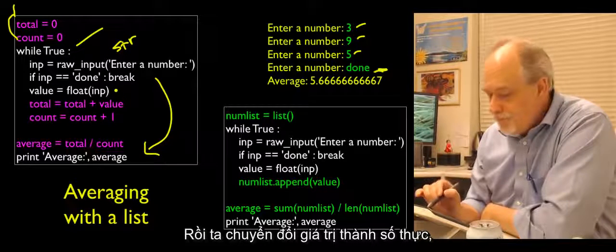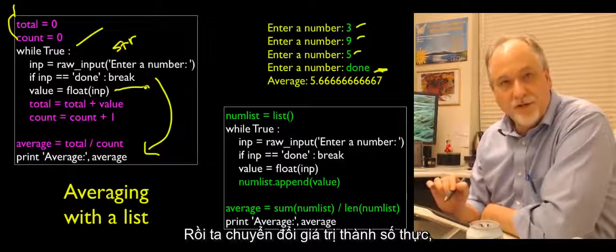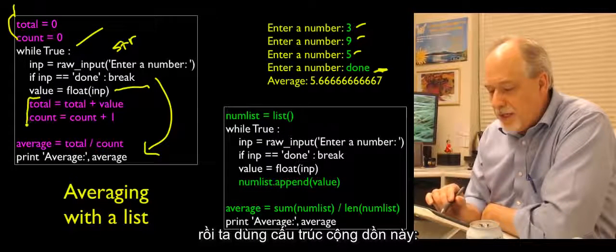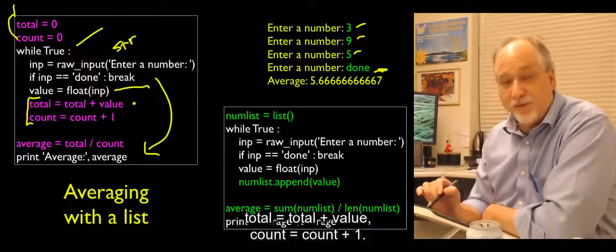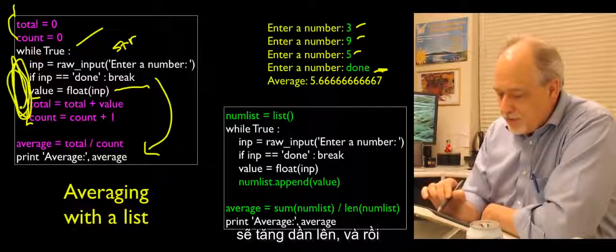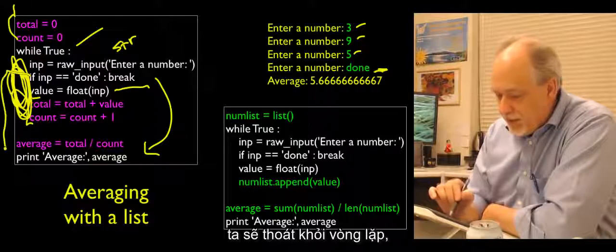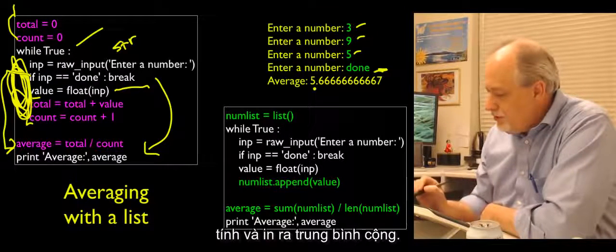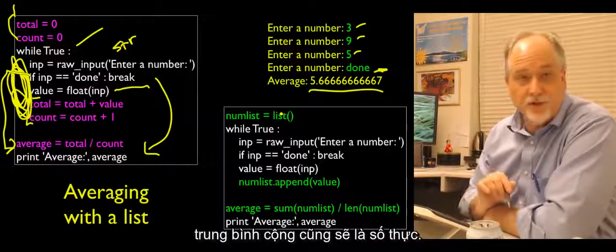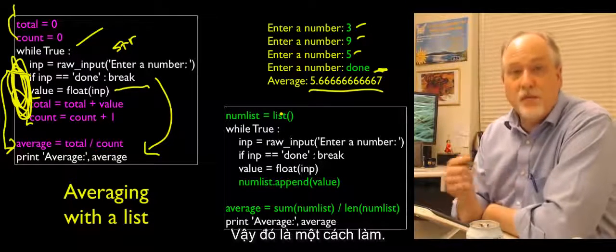And then we convert the value to float. We use float to convert the input to a floating point number. And then we do our accumulation pattern. Total equals total plus value. Count equals count plus 1. So this is going to run. These numbers are going to go up and up and up. And then we're going to break out of it, calculate the average, and then print the average. Because that's a floating point number, the average is now a floating point number. So that's one way to do it, right?